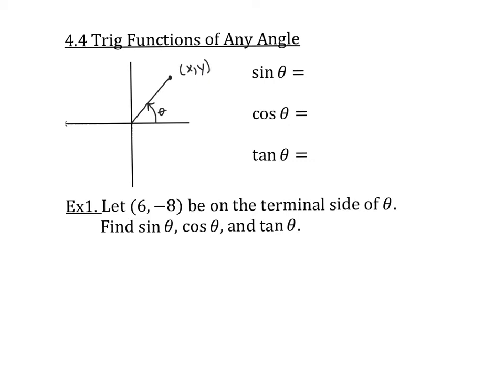Section 4.4 is trig functions of any angle. What this really just means is that we're going to leave quadrant 1. We've been hanging out in quadrant 1 for the first 3 sections of this chapter. Now we're going to go to different quadrants, but we're basically going to do the same thing.